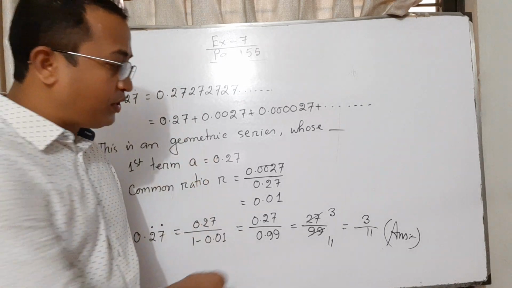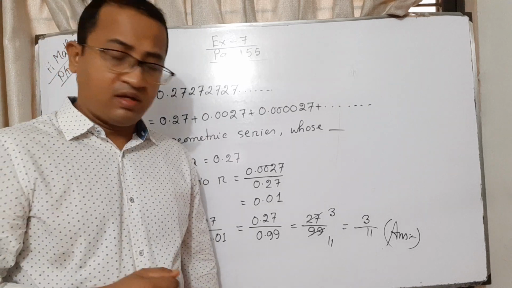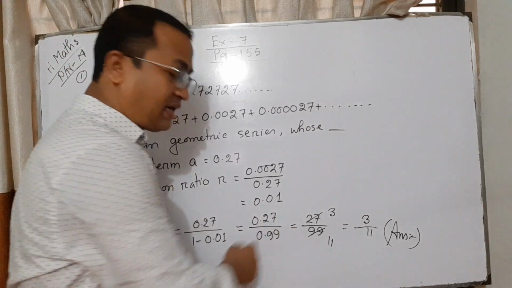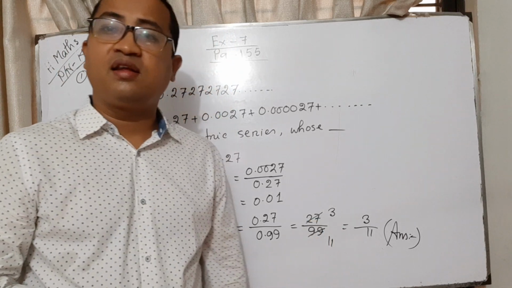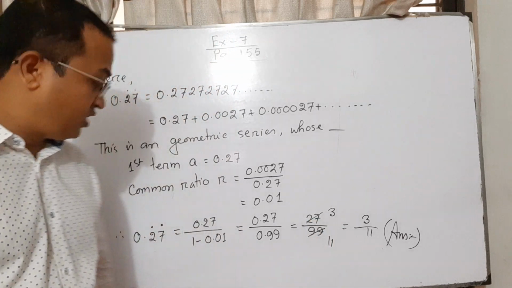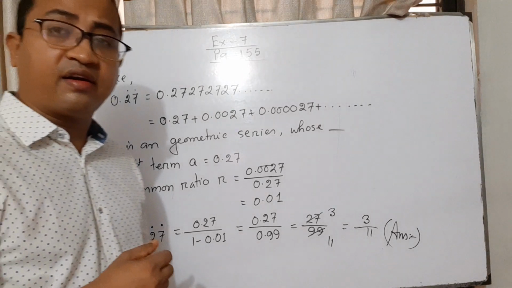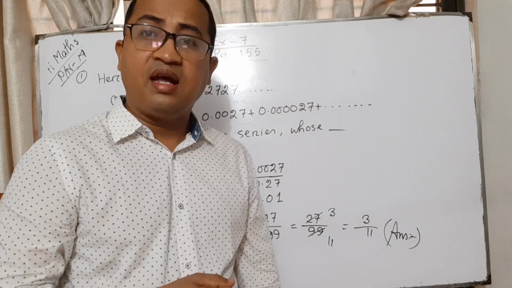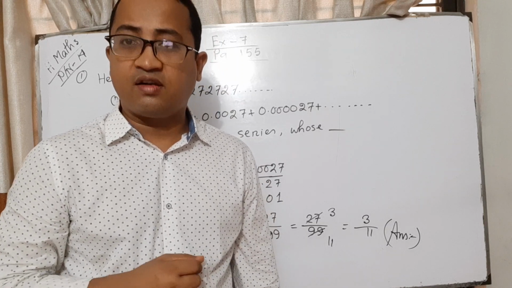Omitting the decimal, we get 27/99. Now cancel by 9: 3 nines are 27, 11 nines are 99. So the answer is 3/11. So we can say the repeating decimal 0.27 is equal to 3/11, and 3/11 is a rational fraction.